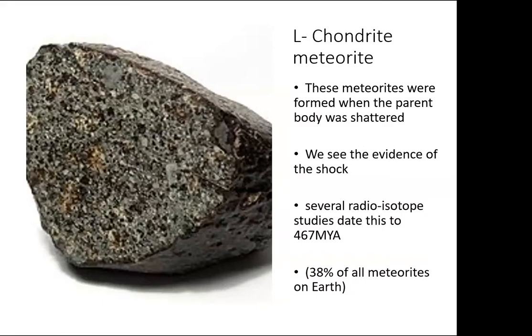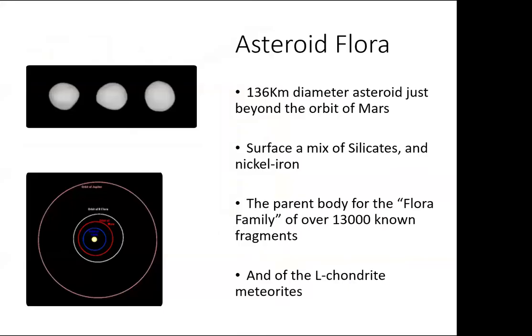of them came to Earth 467 million years ago, as dated by radioactive isotopes, looking at uranium to lead decay, argon decay, and other chains, all give the same answer to within around about 200,000 years, which is the sort of level of accuracy of these radioactive isotope dating. And we think that the parent body of all of this is asteroid Flora.